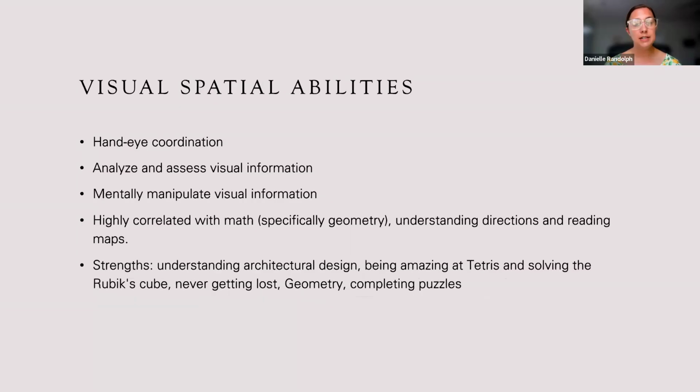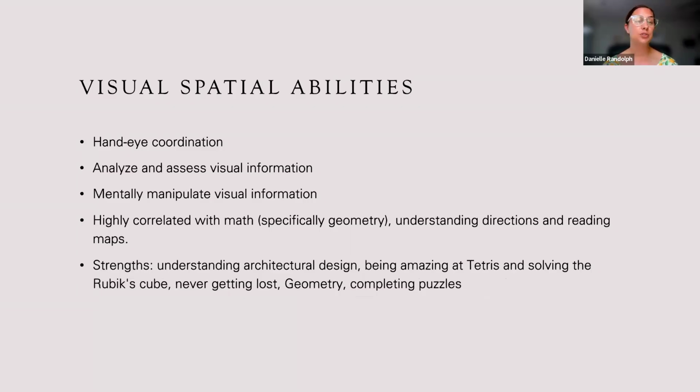Visual spatial abilities, we look at hand-eye coordination. So being able to see something and put it together. So I'm going to, at the bottom, say Legos. Or do I have that in there? Maybe I don't. But using Legos to solve something or build something, that's not a strength of mine. I often tell my kids that visual spatial abilities are not something I'm great at.